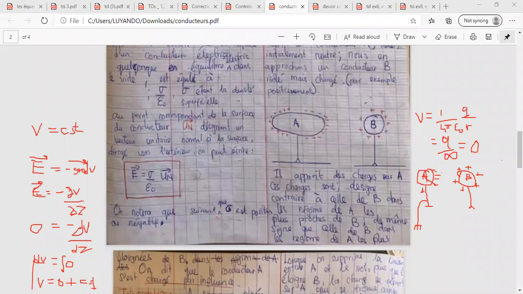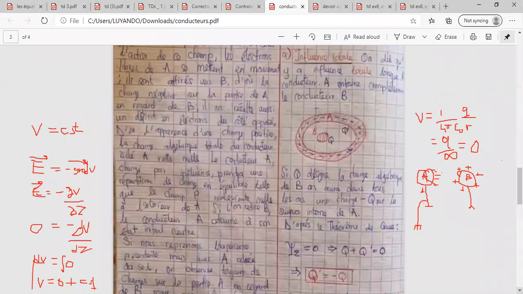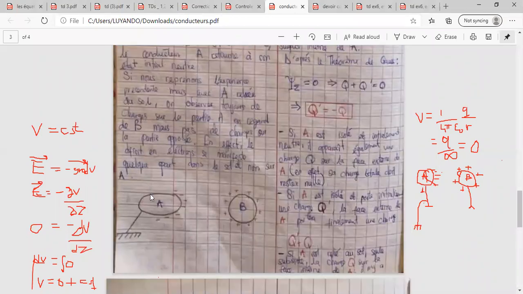So this is what we have here, which is what was being explained here. And then here's what we see when we ground the conductor. We're going to have more of the negative charged particles on the conductor, and then we're going to have B after A has been grounded. So after A has been grounded, we're going to have that. So are there any other questions on conductors and everything?